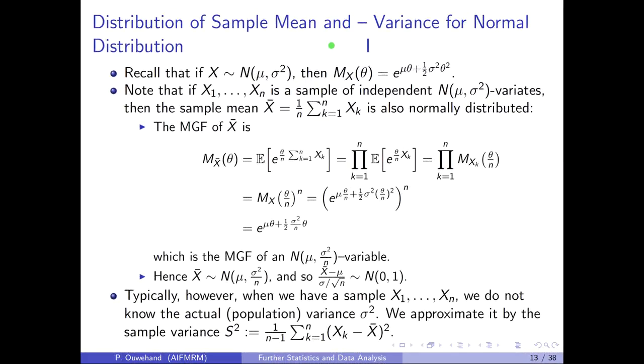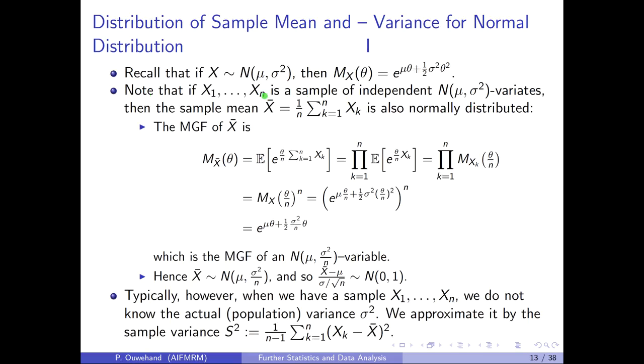Now let's see why we introduced the chi-squared and t-distributions respectively. First, recall that if x is normally distributed with mean mu and variance sigma squared, then its moment generating function at the point theta is e to the mu theta plus a half sigma squared theta squared. Now suppose that x1 up to xn is a sample of independent random variables with the same distribution, normal with mean mu and variance sigma squared.